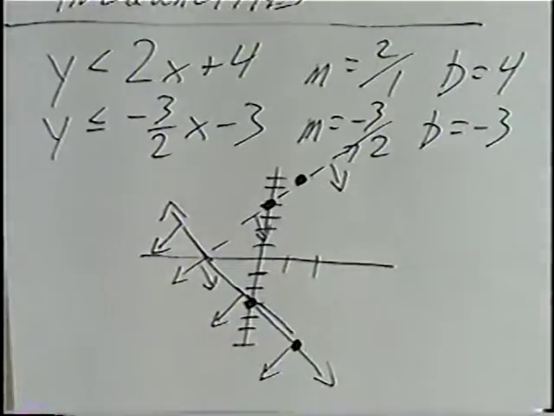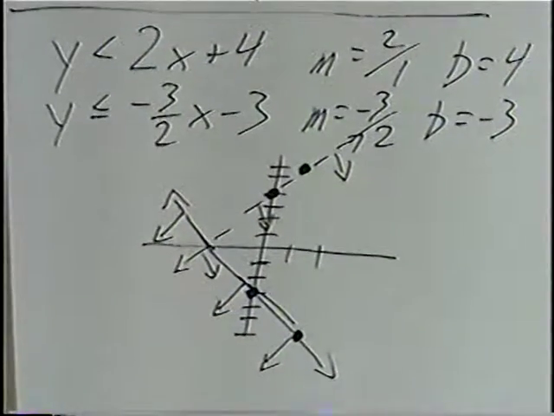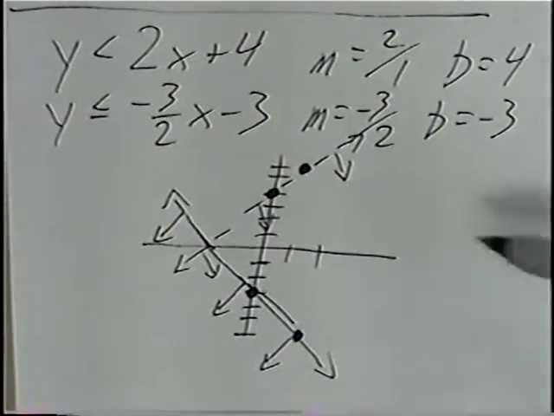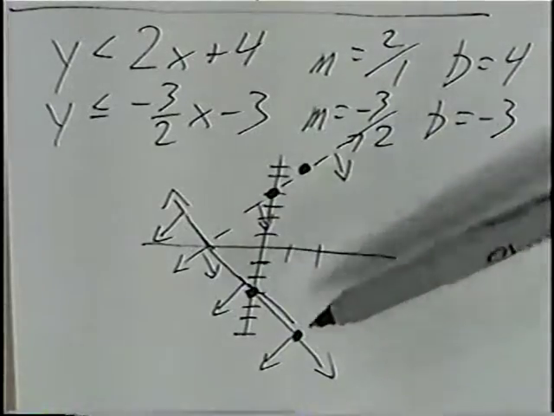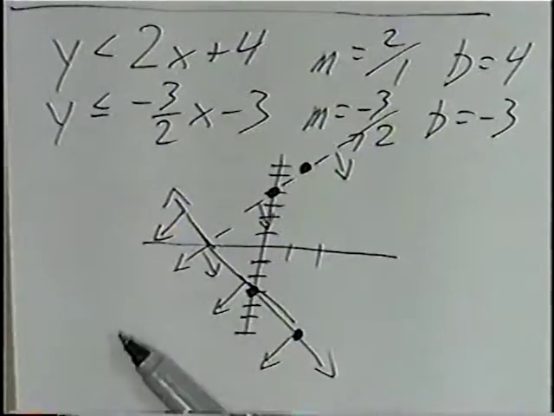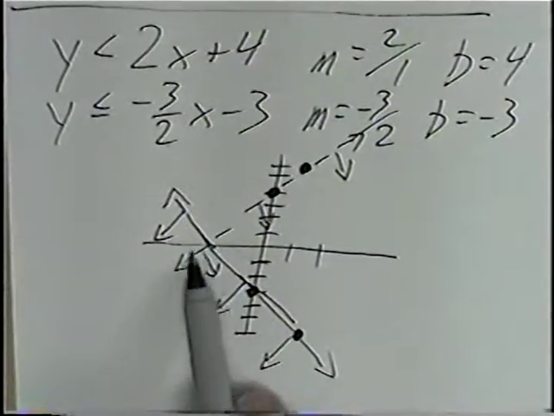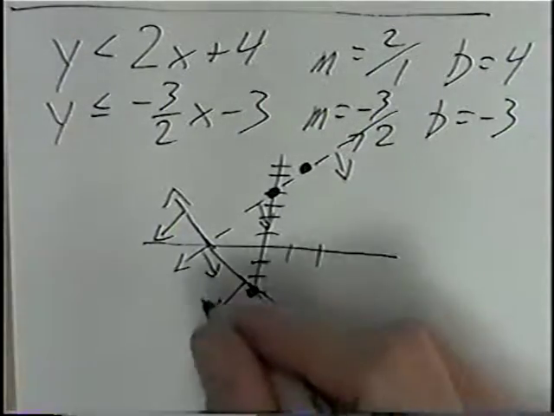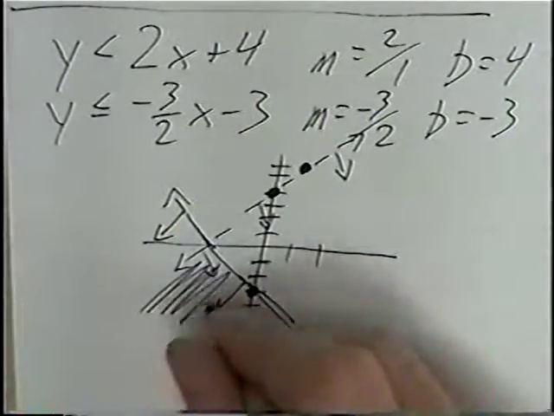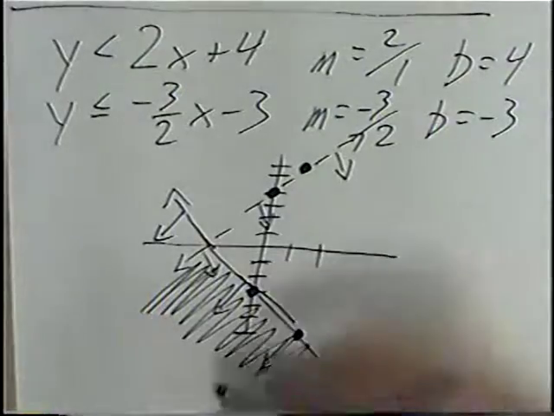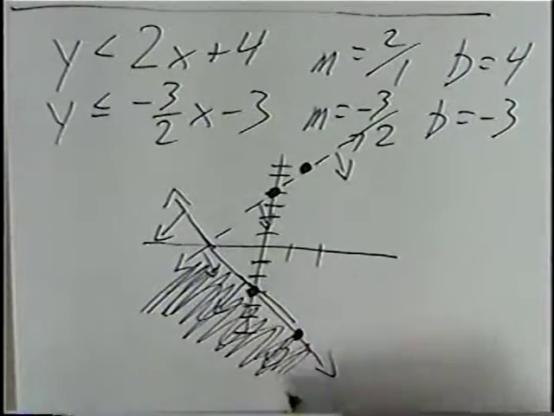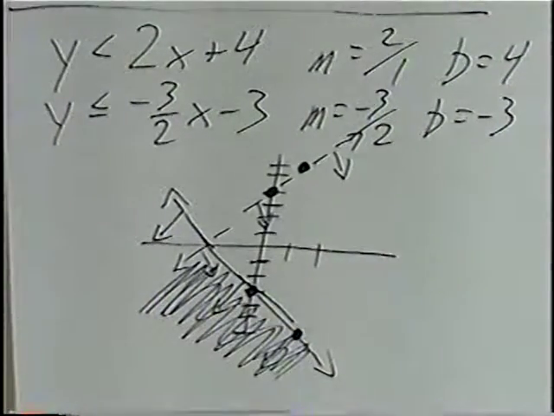The answer to the graph is the part that's shaded in common. If we're shading below the first line and also below the second line, this bottom part of the graph would be the area that's shaded in common. So I'll shade this section, or if you shade both sections, you can shade this part in darker. And that would be the answer to the graph.